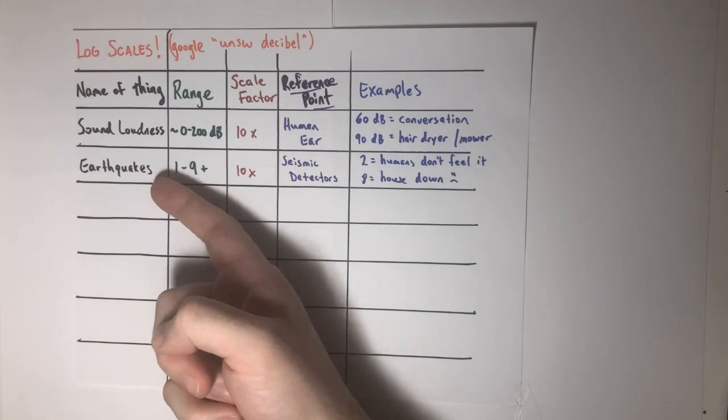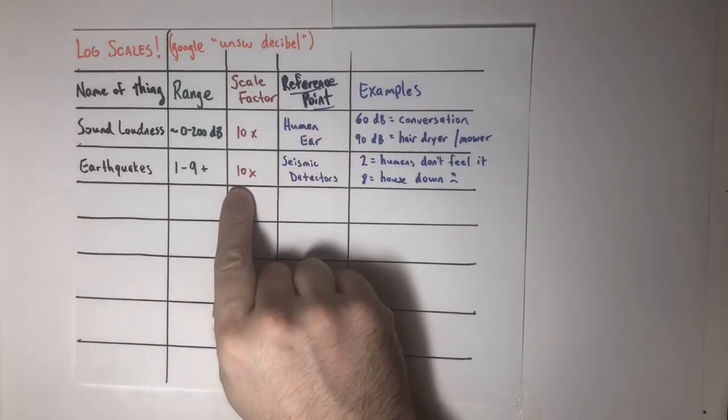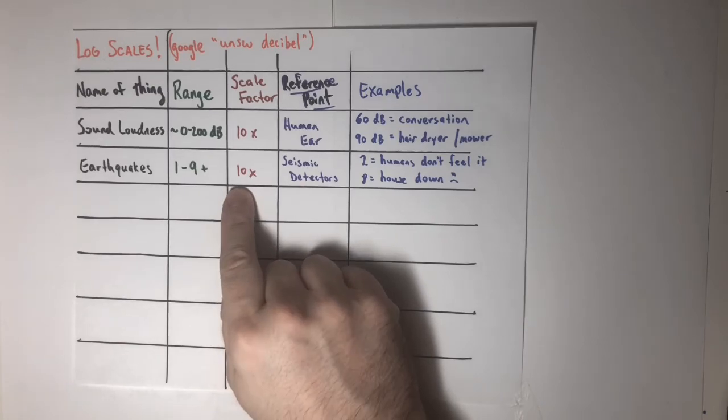Earthquakes are another good example. They range from 1 to 9, which is a pretty small scale, but each number represents a factor of 10 difference in the strength of the earthquake. So a 2 is 10 times as powerful as a 1, and a 4 is 10 times as powerful as a 3, and an 8 is 10 times as powerful as a 7, and so on.